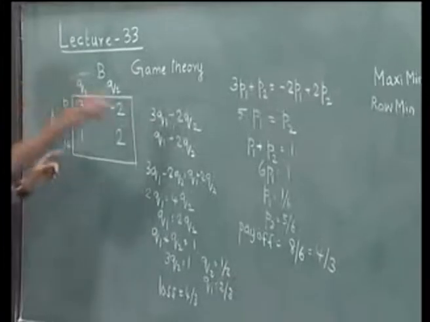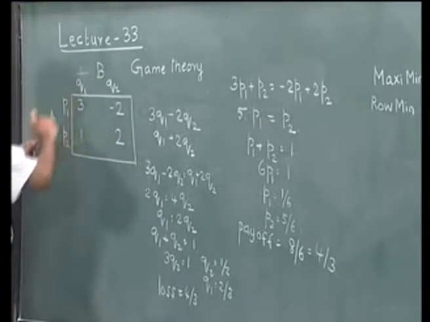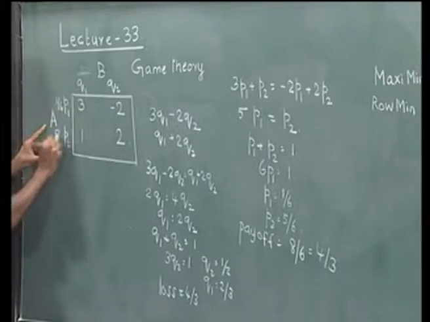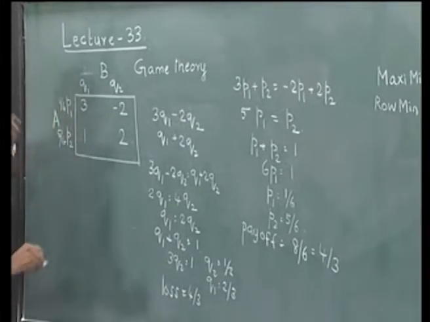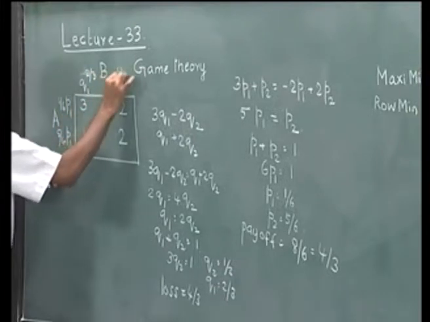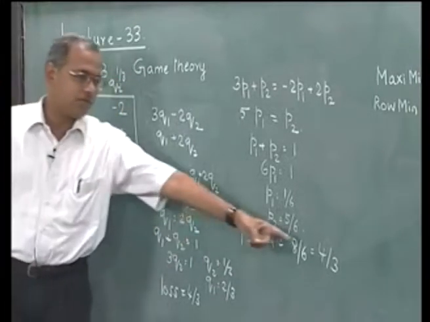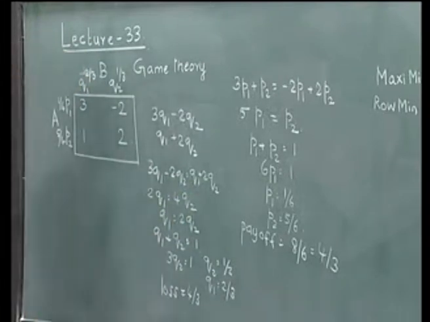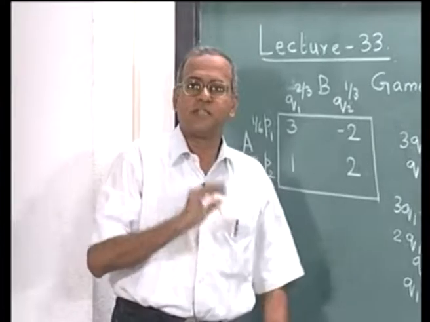Then A will play these two in the proportion 1 by 6, 5 by 6, and B will play these in the proportion 2 by 3 and 1 by 3, and the payoff for this game is 8 by 6 or 4 by 3. So, this is how we solve a 2 by 2 game if there is no saddle point.